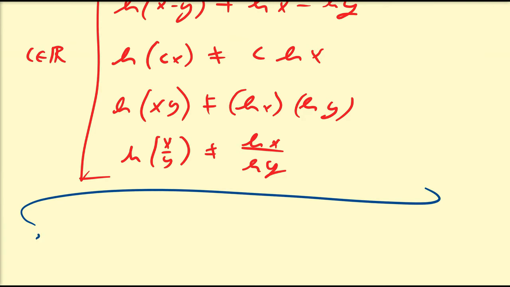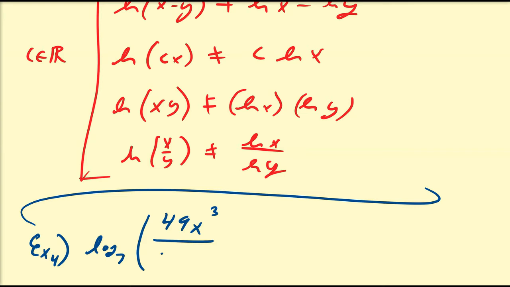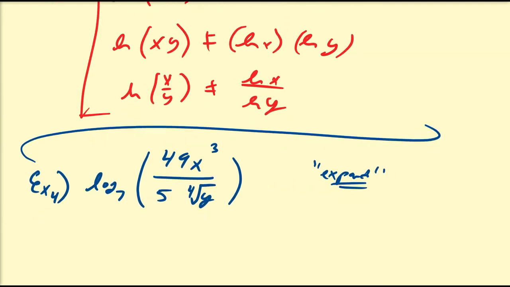Okay, so let us look at a more involved example. Let's assume we have the log base 7 of 49 times x cubed, all divided by 5 times the 4th root of y. And let's expand this expression into a series of smaller, easier to work with logarithms.